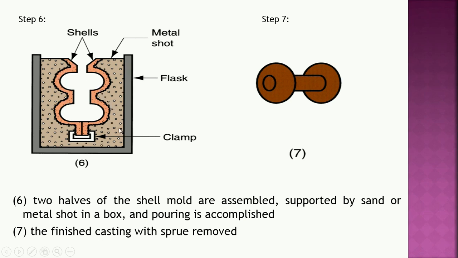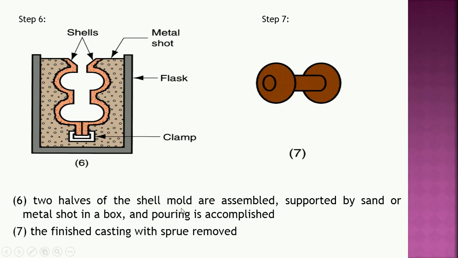The two shells, or mold cavity, are supported by using metal shots. These metal shots are scrap generated in the foundry industry. The shell is supported in the flask, and a clamp is there at the bottom, so that during the pouring of the molten metal, the halves will not move away from each other. For that purpose, clamping is required, and support to the shell is given.